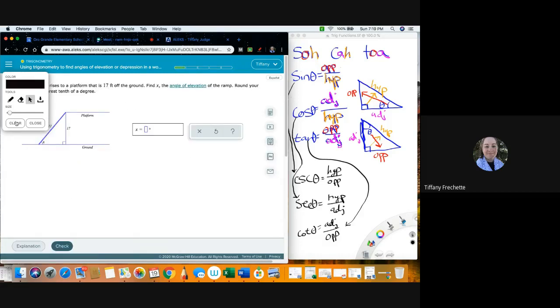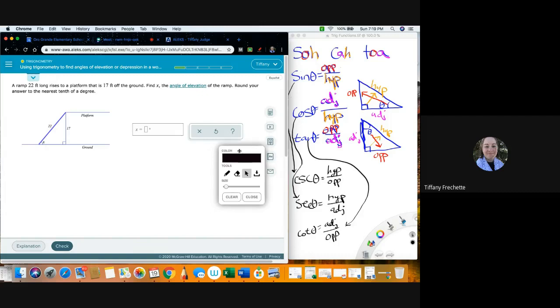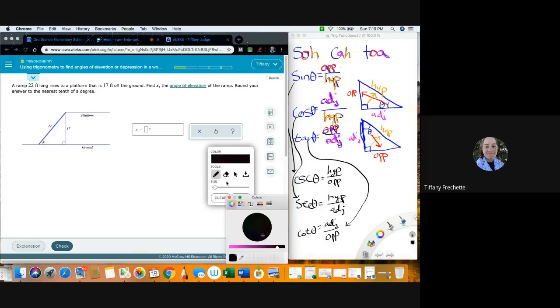Let's clear this. Okay, so it says a ramp 22 feet long rises to a platform that is 17 feet off the ground. Find x, the angle of elevation of the ramp. Round your answer to the nearest tenth of a degree. So let's go ahead and label these.